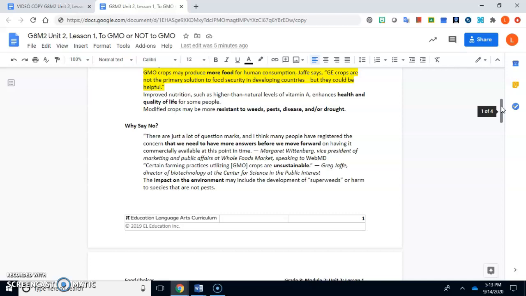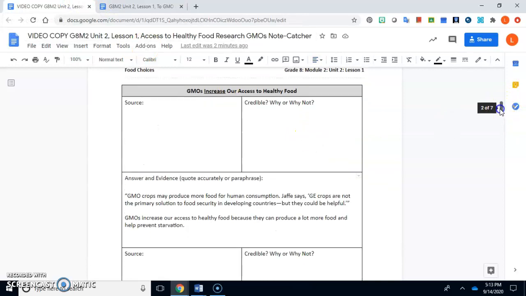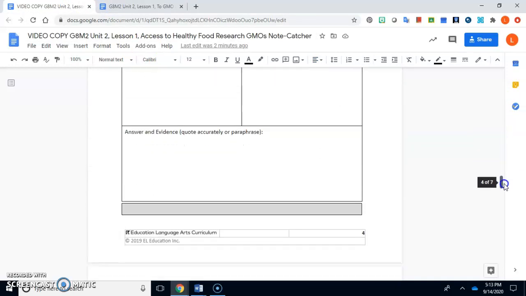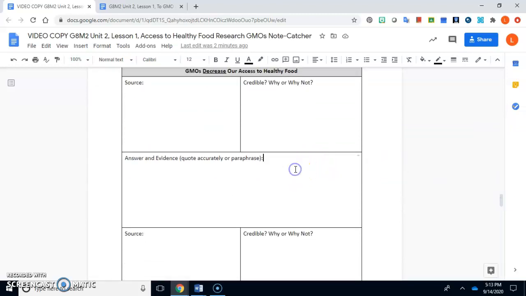So obviously, with "Why Say No," we know that this information is going to be put in our decrease access to healthy food section. So we're going to scroll down. And if we were to put together that information, we would say that although GMOs make crops resistant to pests, they can also harm other species that are not pests.